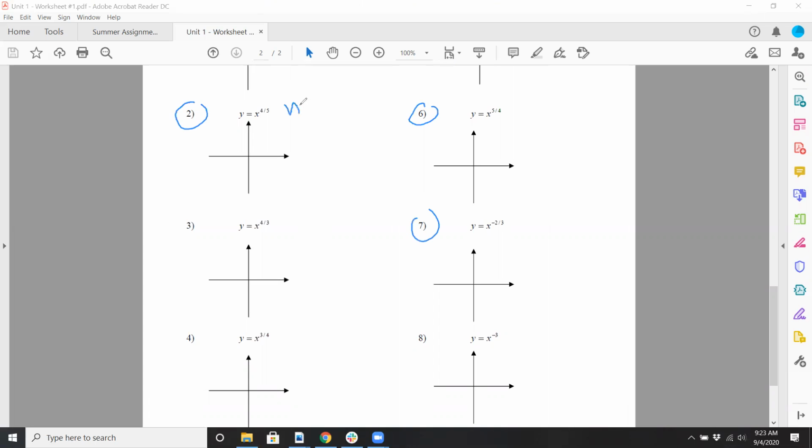So let's identify n in each of these cases here. Of course, n's between 0 and 1 for number 2. N's bigger than 1 for number 6. And n is less than 0 for number 7. Okay, so I enabled screen sharing. Go ahead and draw for me the first quadrant for each of those 3 graphs.